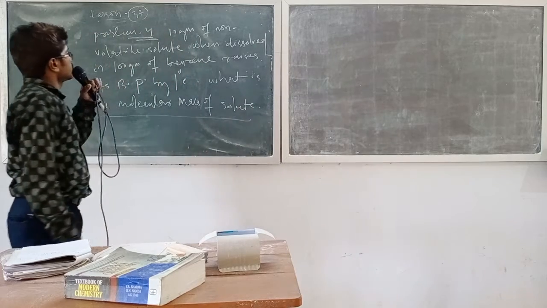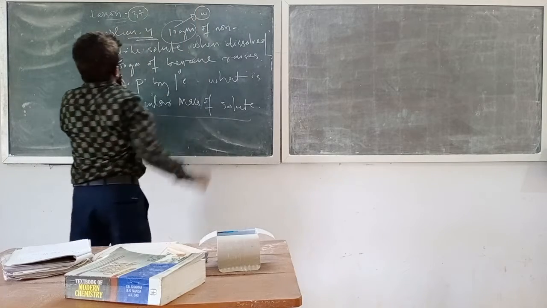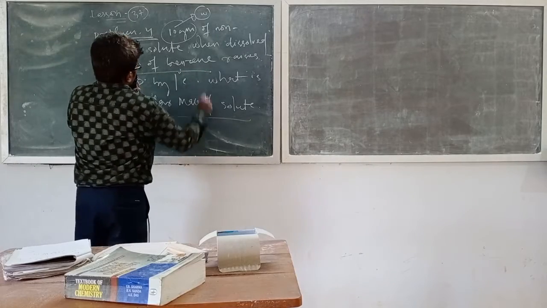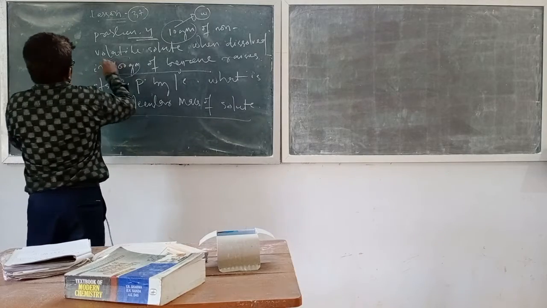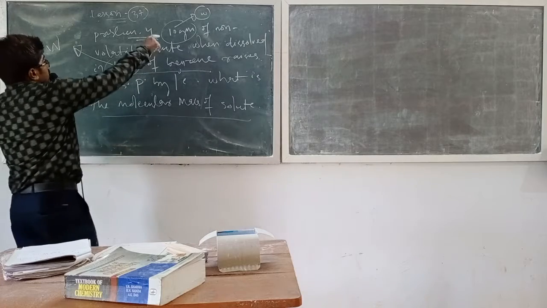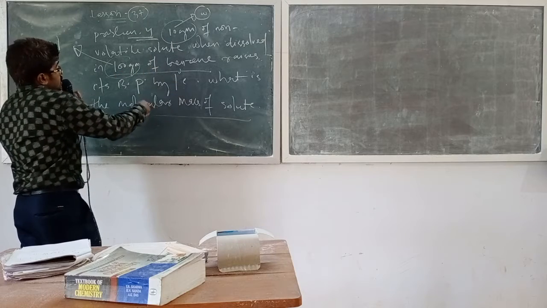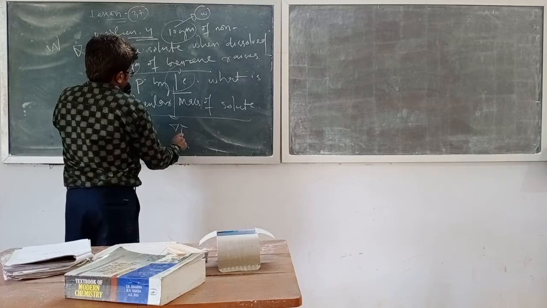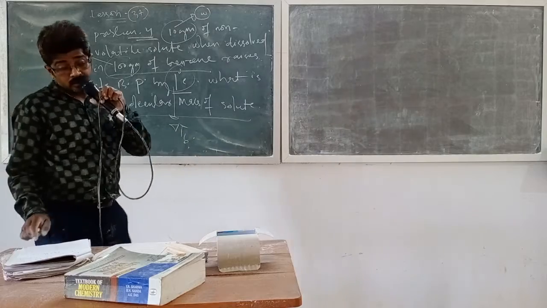So here 10 grams of non-volatile solute. This is the weight of the solute, W, when dissolved in 100 grams of benzene. So the weight of the solvent is 100 grams. This is capital W. After adding 10 grams of non-volatile solute in 100 grams of benzene, its temperature rises by 1 degree Celsius. This is your delta TB. So it asks what is the molecular mass of the solute.